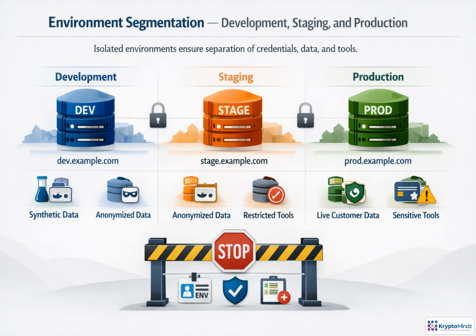Environment segmentation is a practical safety boundary, not just an organizational label. Development should use synthetic data and disposable credentials, so experimentation cannot touch customers. Staging should mirror production behavior, but with anonymized data and restricted tools. Production gets the strongest controls because it holds live data and sensitive actions, such as billing or destructive operations. Give each environment its own MCP deployment, URL, secrets, database, and policies. Then require explicit environment identifiers and checks to stop accidental cross-environment access before it happens.